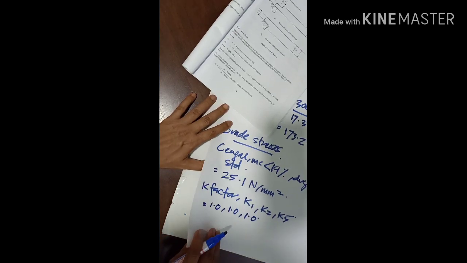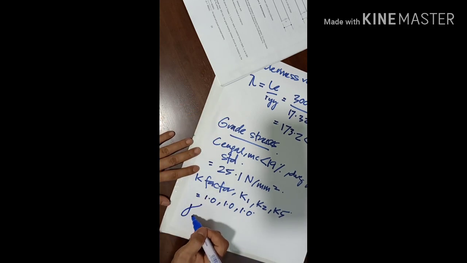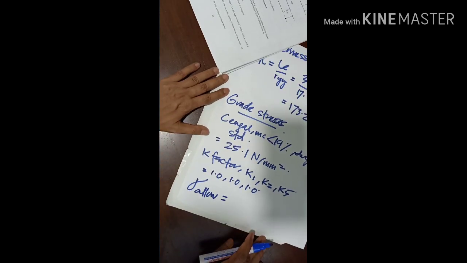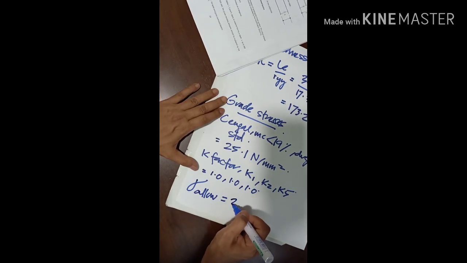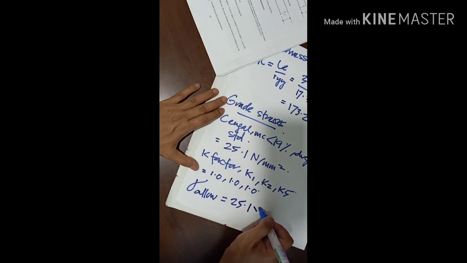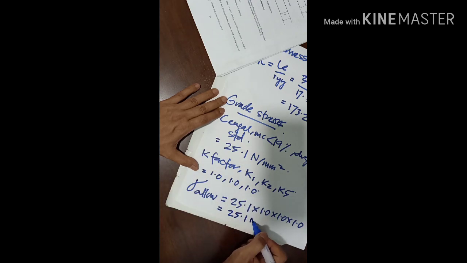Okay, from these values, we can calculate the stress allowed. The stress allowed refers to the value of grade stress, which is 25.1 times all the K, which is 1.0 times 1.0 times 1.0. So the stress allowed for Chengal is about 25.1 Newton per millimeter square.